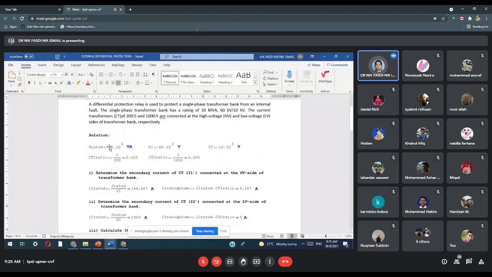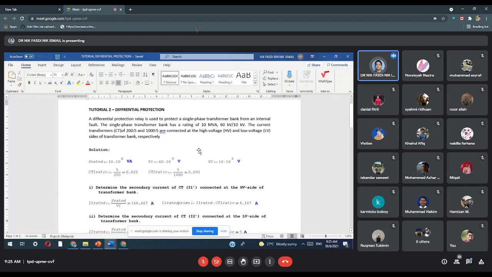Alright, so this is the data from the questions. The rated transformer is 10 MVA, so 10 times 10 to the power of 6 VA. V1 is the 60 kV primary, and there is the secondary voltage. This is the CT ratio for the first one, and this is the CT ratio for the second one. Okay, the first question: determine the secondary current of CT I1 prime connected at the HV side of the transformer bank.